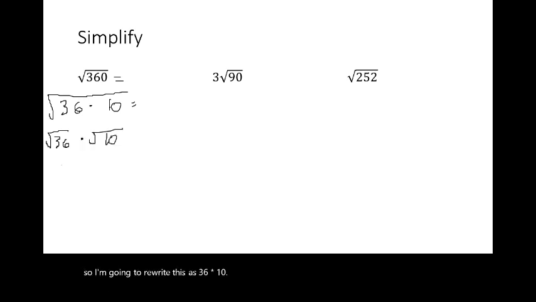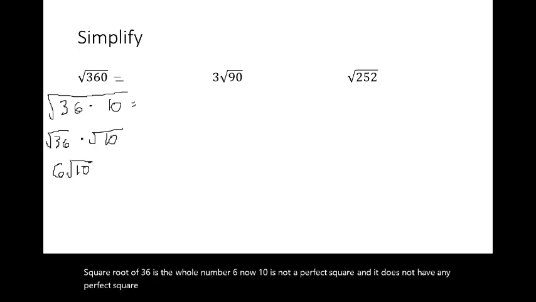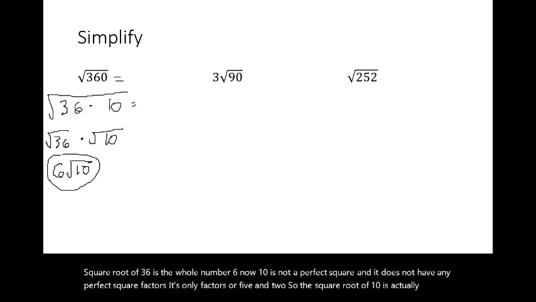Square root of 36 is the whole number 6. Now 10 is not a perfect square, and it does not have any perfect square factors. Its only factors are 5 and 2. So the square root of 10 is actually fully simplified. So 6 square root of 10 is our fully simplified final answer.